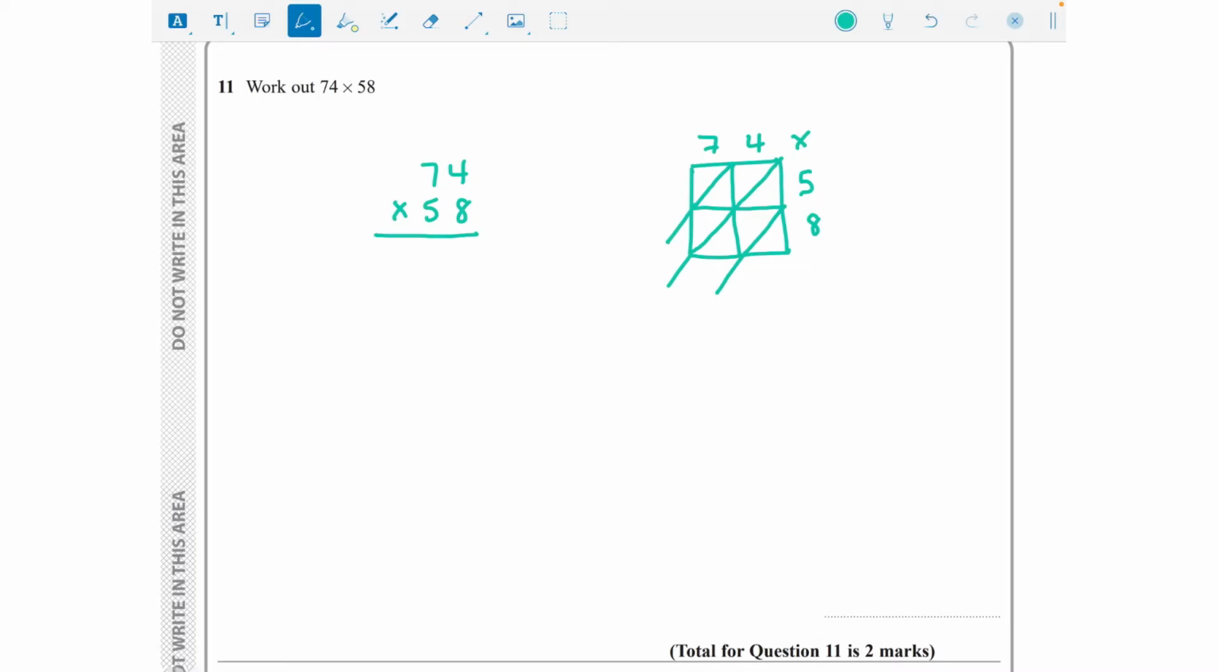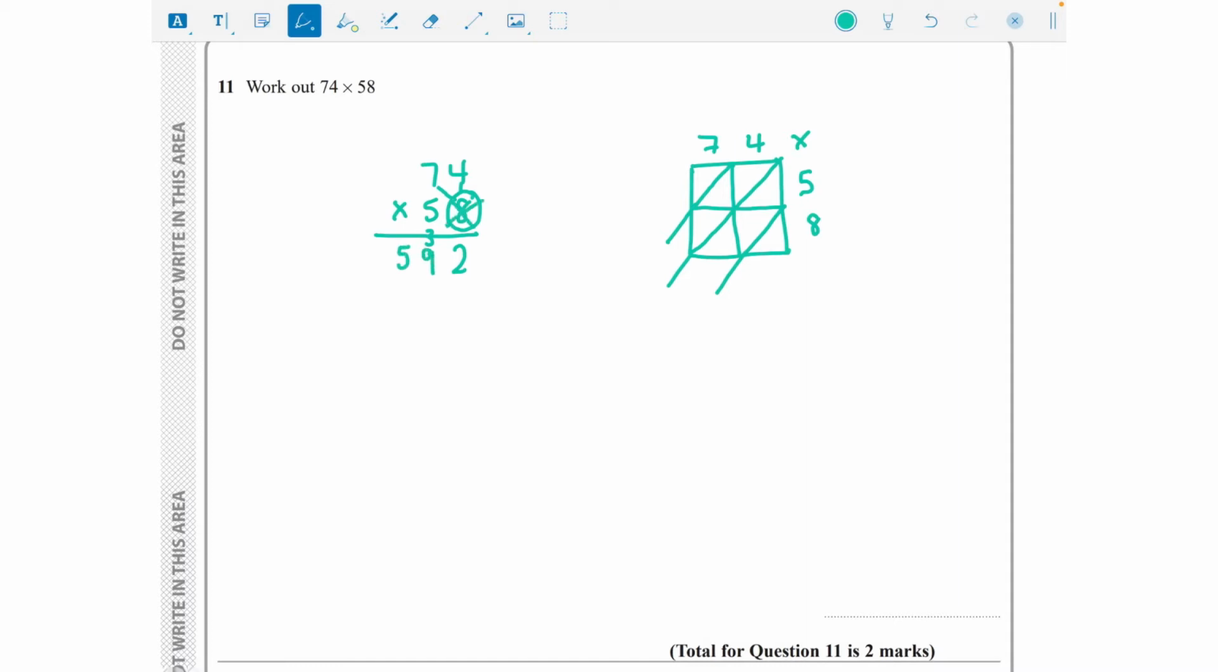Okay, cool. So let's go back to the traditional first method. We're going to start with the 8. Now 8 times 4 is 32. So I'm going to put 2 here, carry the 3, and 8 times 7 is 56. Add that 3 is 59. We're done with the 8.